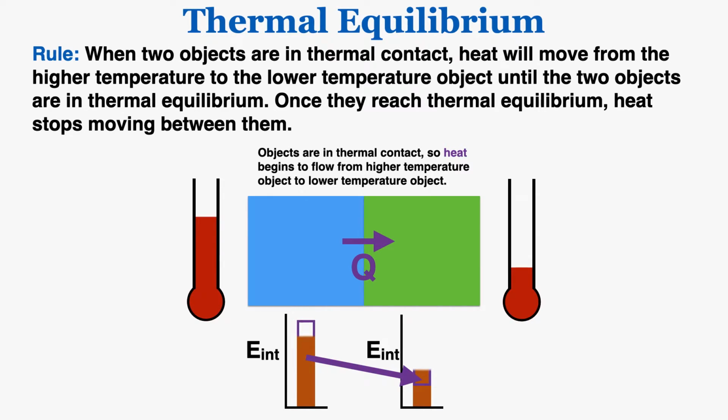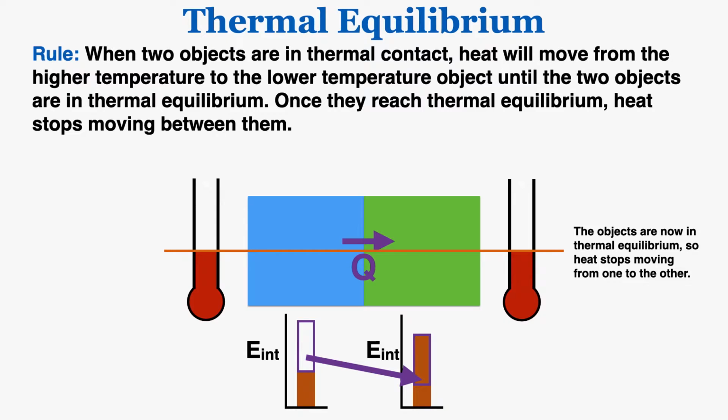So the heat moving through specifically means that internal energy is moving from the blue object to the green object. The green object's temperature rises and the blue object's temperature falls. And this continues until the two temperatures are exactly equal. So this is the point where they're exactly equal, and now that they're in thermal equilibrium, heat will stop moving from one object to the other. So when they reach thermal equilibrium, heat stops flowing.